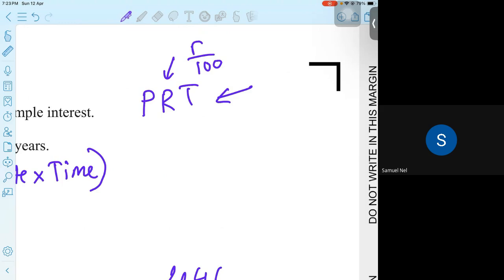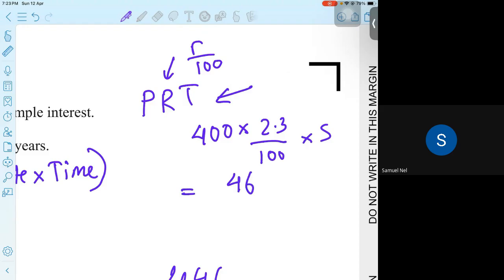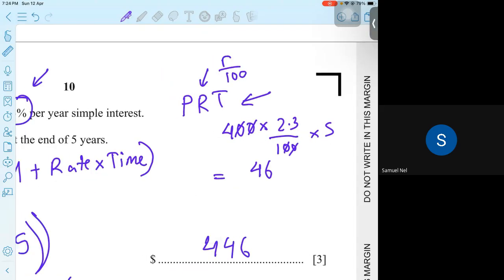So let's see. Principal is 400, rate is 2.3 over 100, and time is 5. So if I plug this into the calculator, I should get 46. Can you please check and let me know if you get 46 as well? I got this with this and this. 4 into 5 is 20. 20 into 2.3 is 46. Okay. So I hope you all get the same value of 46.